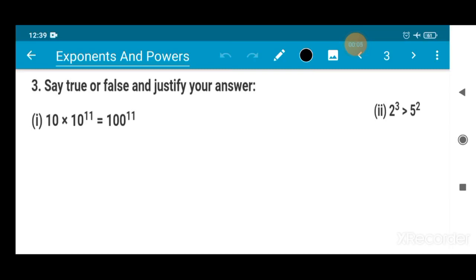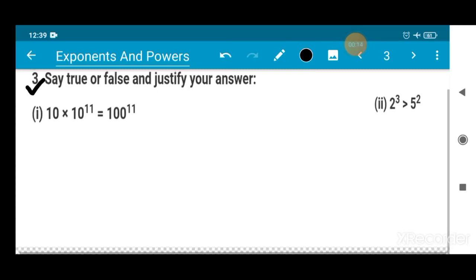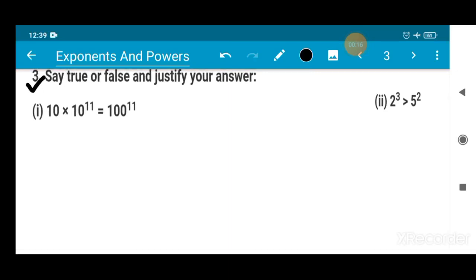Now we will be solving question number 3. Okay, state true or false and justify your answer. You not only have to say true or false, you have to justify the answer also. Not a problem. Here it is divided into two parts, that is left hand side and right hand side. That means you have to make left hand side and right hand side the same. We have done this type of sum many a time when we were doing simple equations, right? So let us start solving.